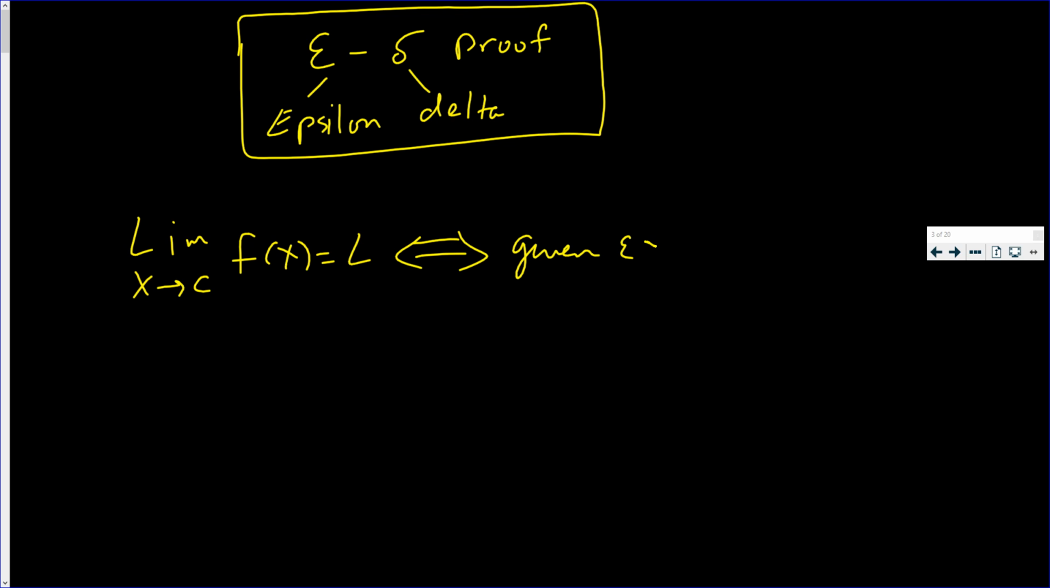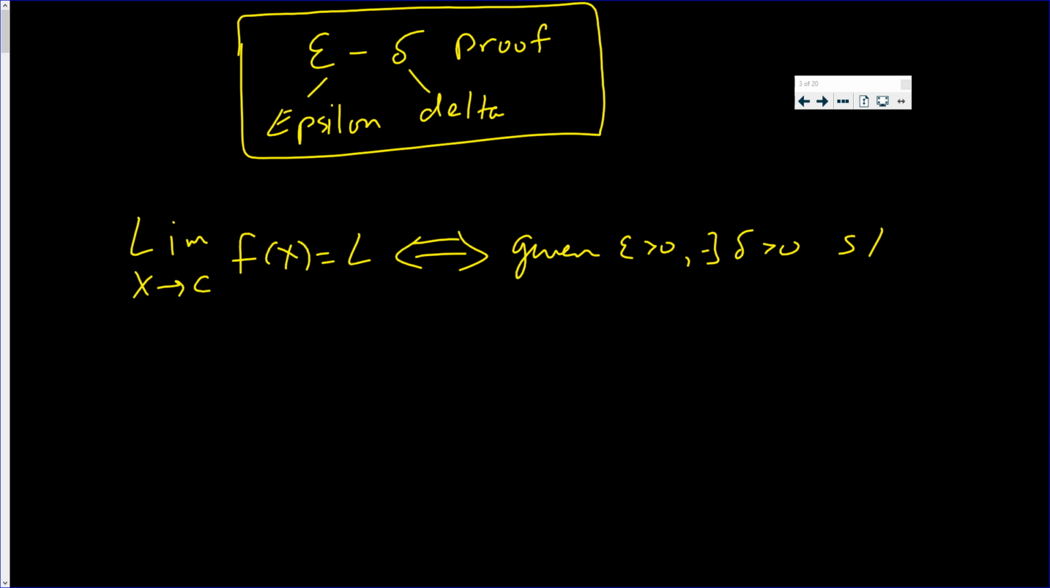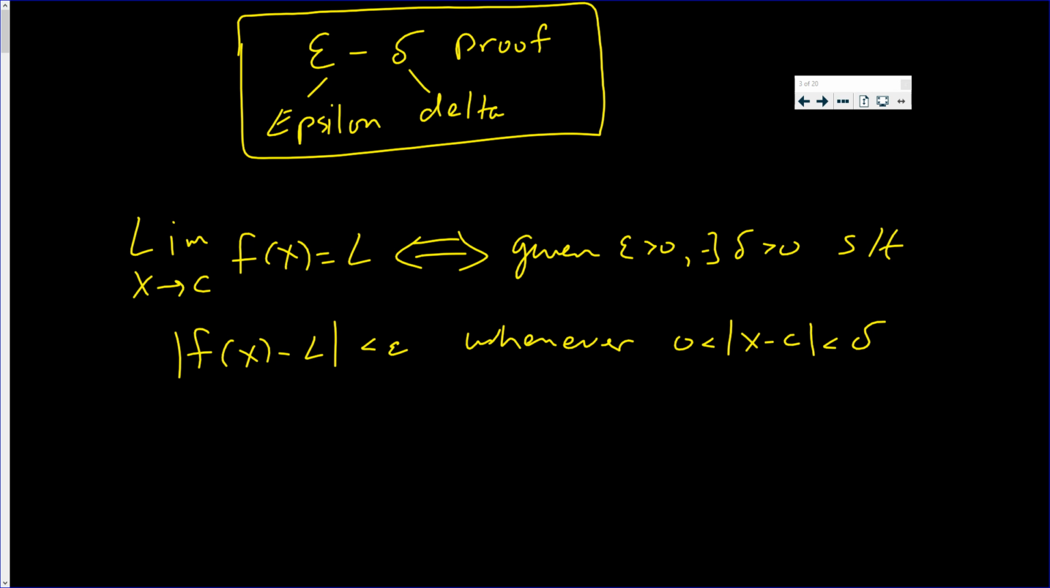given epsilon greater than 0, there exists a delta greater than 0 such that the absolute value of f of x minus L is less than epsilon whenever 0 is less than the absolute value of x minus c, which is less than delta. Now, let's just get a better handle on what this means.